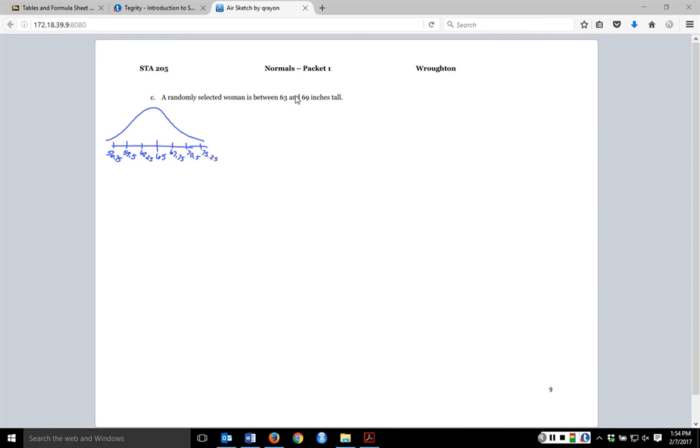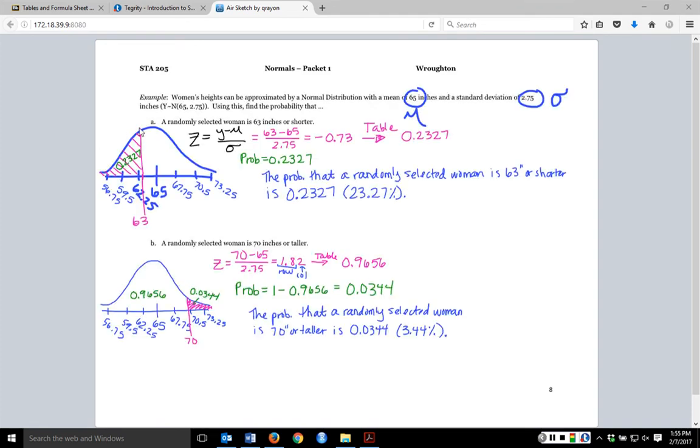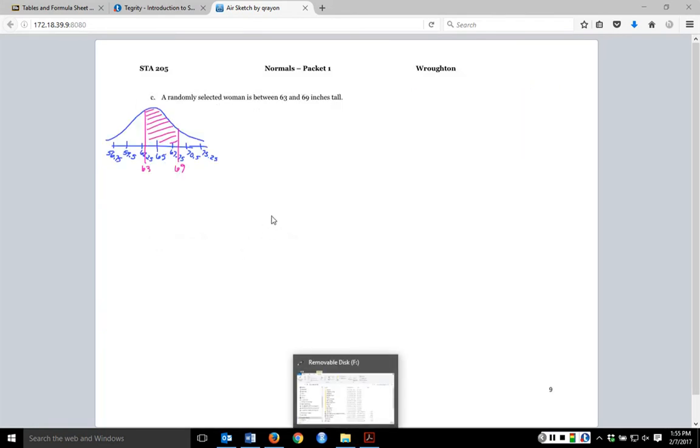And this time we have two numbers that show up in the problem. We have 63, which is roughly about here, and 69, which is roughly about here. And it says we want between those two numbers. And so if I compare this to our previous two examples, it's not just shaded left and it's not just shaded right. More specifically, we even have two numbers that show up. But we're going to start it the same way.